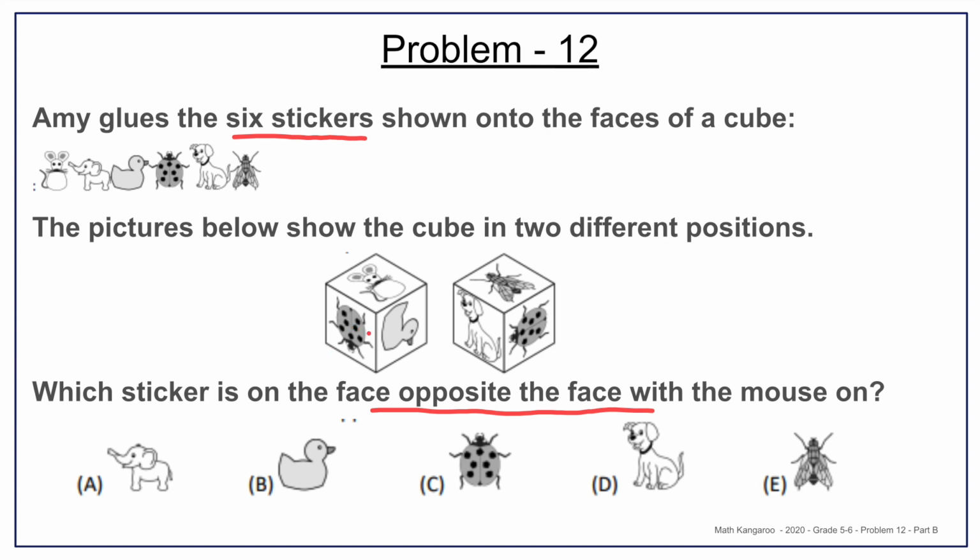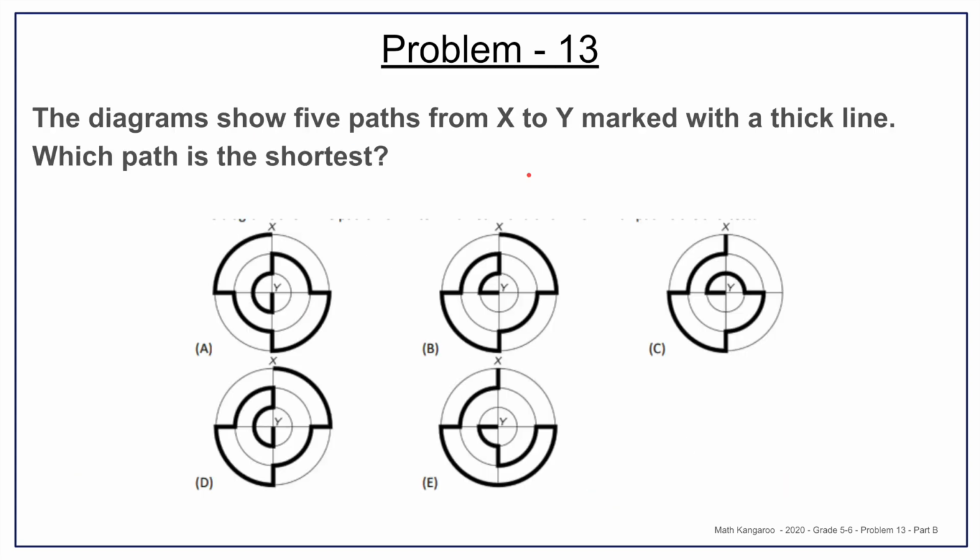If we observe this shape, we would know the ladybug has been turned clockwise. When it is turned clockwise, the duck will come at the bottom. So the duck is here at the bottom, and the mouse will come to this face. So that is opposite of the dog. That means the opposite to the mouse is the dog. That is option D.